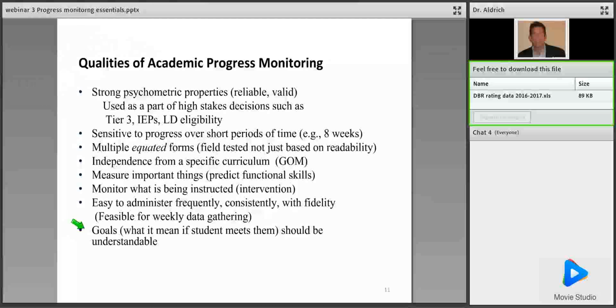And the goals need to be understandable. Parents are often an audience for progress monitoring tools. You need to be able to say to parents, this is what it will mean when the student meets this goal. So we want those goals to be understandable. As we go through this webinar, we'll really talk about some of these concepts of the qualities of progress monitoring.